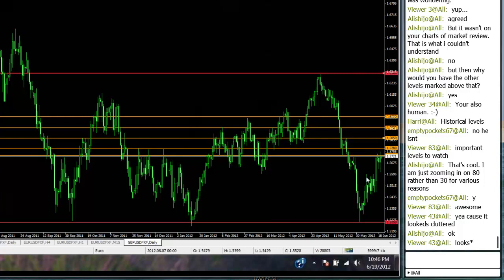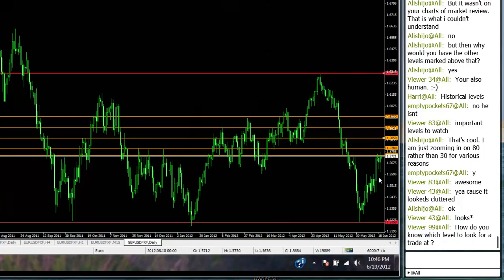But this high in here, this low in here, those would be levels I'd be watching. So the 156 fig, 155.80, 155.50 levels, those would be interesting.